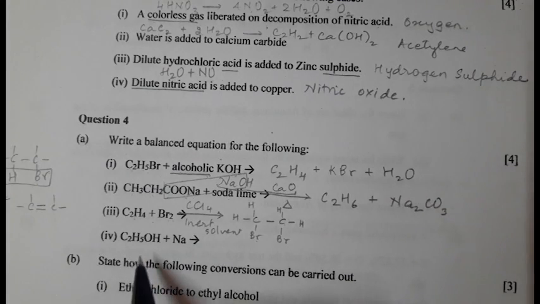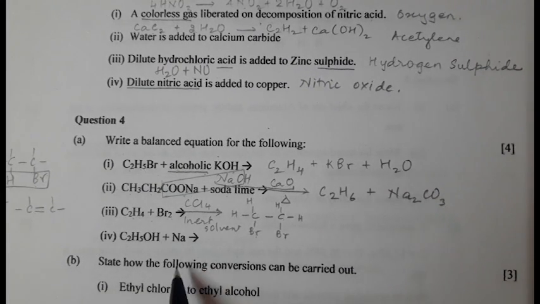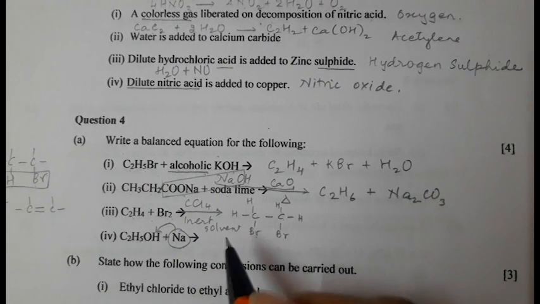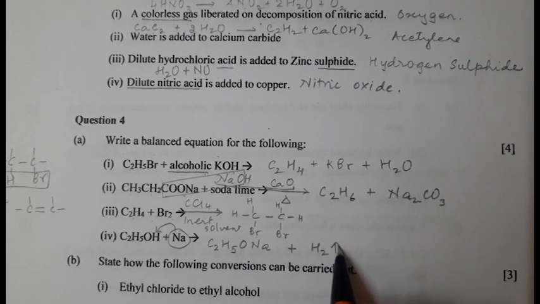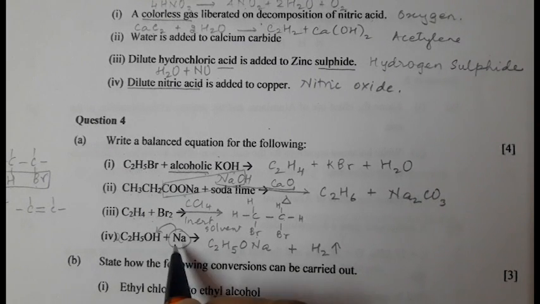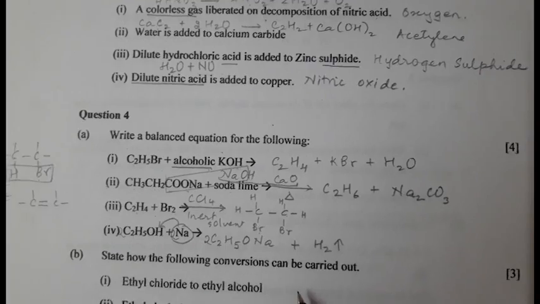We come to the last reaction here, C2H5OH plus Na. Now sodium is going to displace hydrogen and form C2H5ONa. So when it displaces hydrogen, two of this with two of this gives you two of this and H2. So that's your reaction.